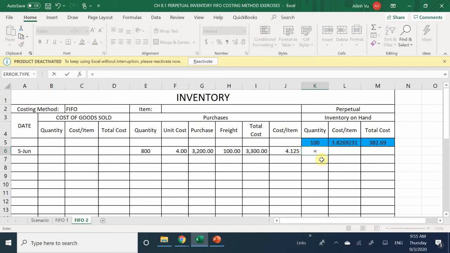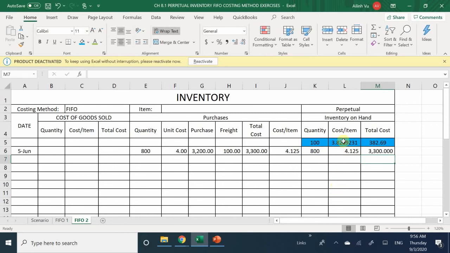So in this case, I have 800 items. That is going to cost me $4.125. I'm going to multiply them across. So then every time I change this number, it's going to change this overall cost right here. So you know what the cost is at all times.